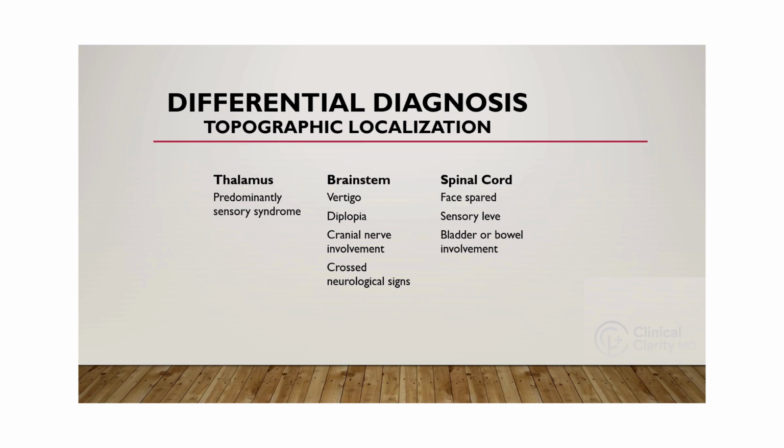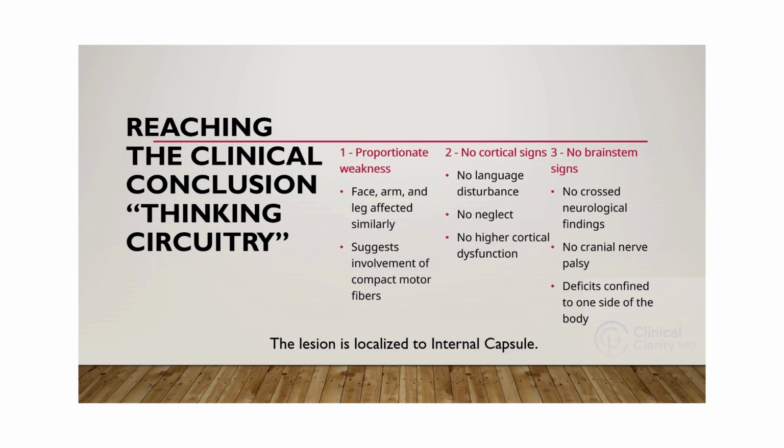If there is involvement of the spinal cord, the lesion may produce limb weakness, but it typically spares the face because the facial pathways are above the spinal cord. A sensory level or bladder and bowel involvement would further support spinal cord localization. Now we can begin putting the localization clues together and reach a clinical conclusion.